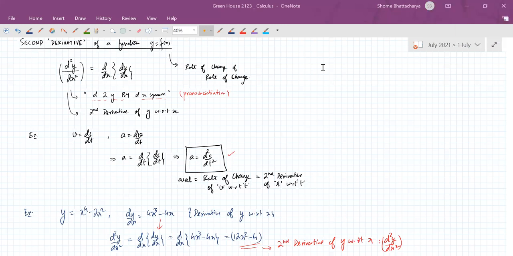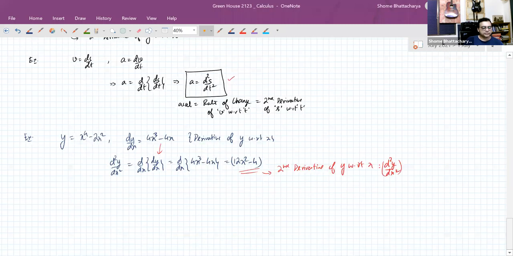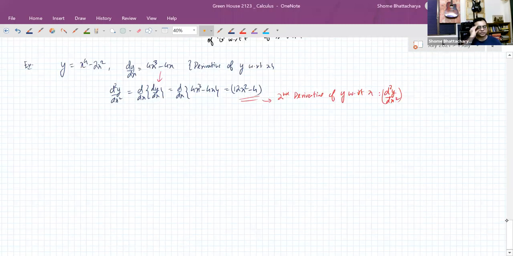Okay, but it's not just about algebraic functions. You can take the example of sine and cos also. For example, sine function, its derivative is cos and its second derivative becomes minus sine. So it's very interesting, right? Just the sign reverses, it comes back to the original function. Okay.